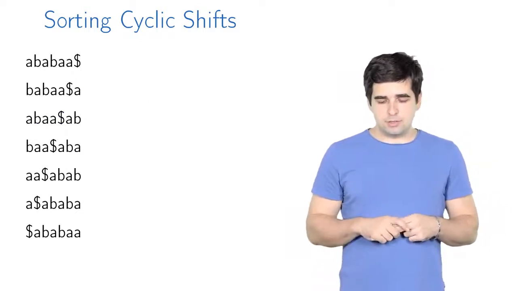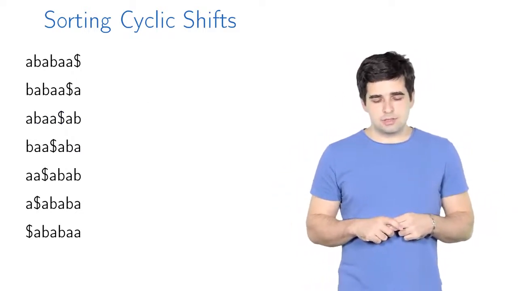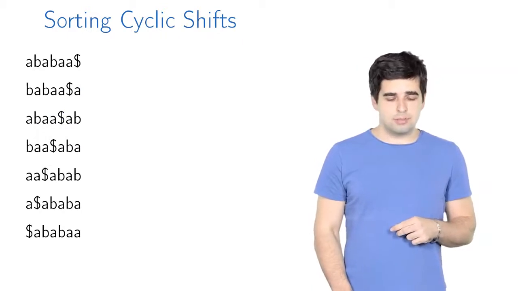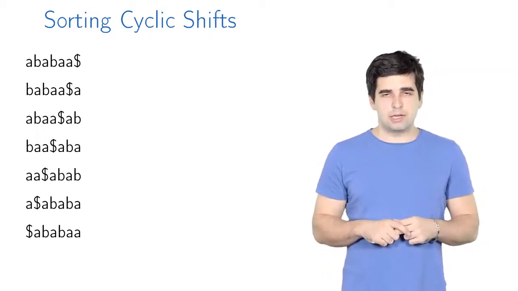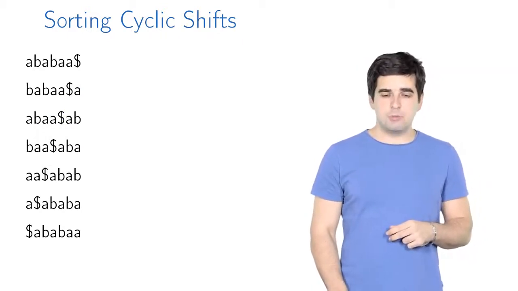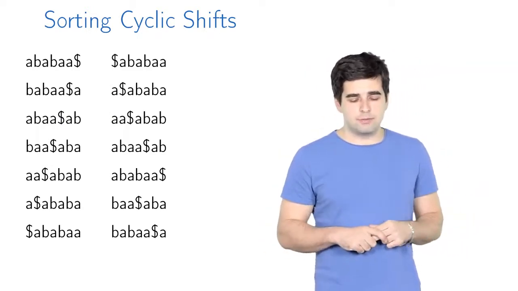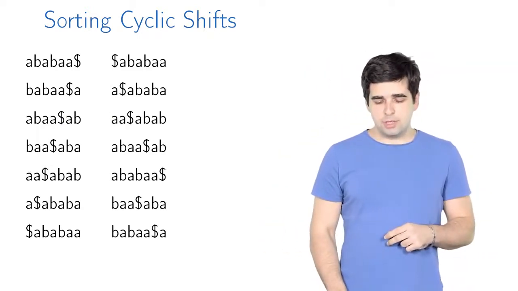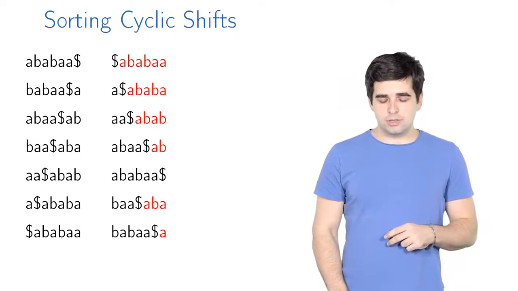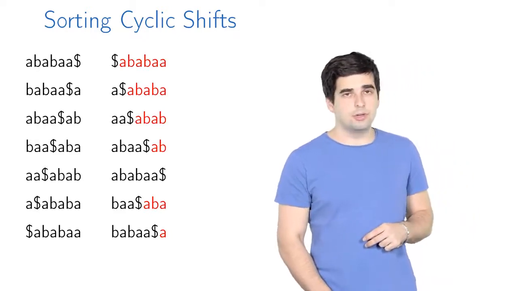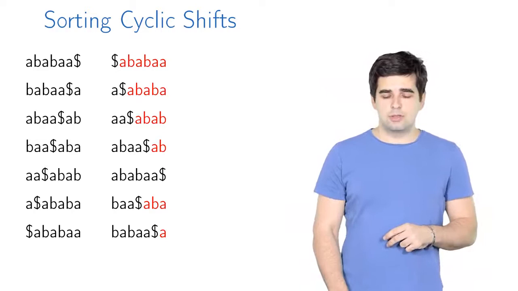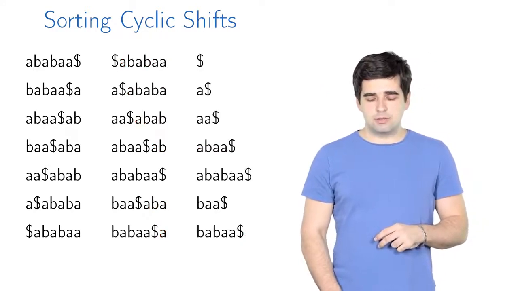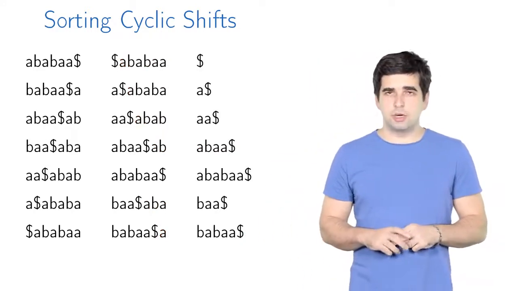And if we sort cyclic shifts instead of suffixes, let's see what happens. So these are all the cyclic shifts. Let's suppose we somehow manage to sort them in lexicographic order, and then we remove all the characters after the first occurrence of $ in each of those cyclic shifts. What we get is actually the suffix array we wanted.